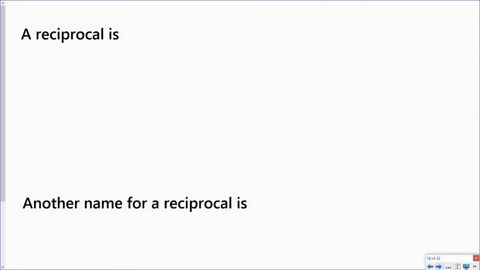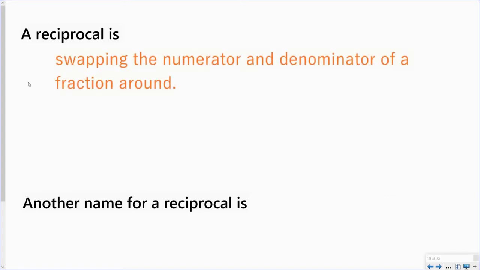Let's talk a little bit about the parts of our division problem. So the first thing that we have is what is called a reciprocal. And a reciprocal is just swapping the numerator and the denominator of the fraction around. So for example, if I started off with, say, 2/3, I would make my 3, which is my denominator, my numerator, and I would make my 2, which is my numerator, my new denominator. So I'm just swapping the two numbers around.